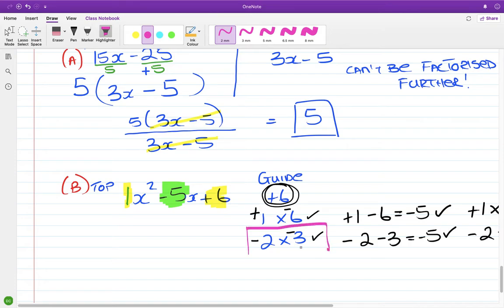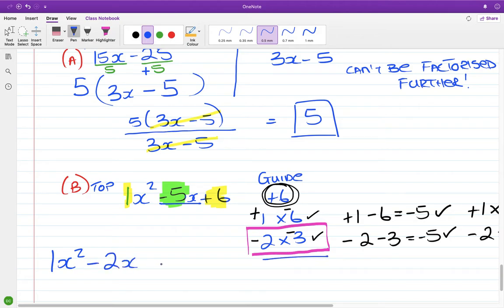Okay, so that was one of those tricky ones where it looked like there was two possibilities. There's never two possibilities, you just have to work through it. Okay, so it's that one. So I have 1x squared, and then instead of this, I'm going to write these. So I have minus 2, don't forget the x, minus 3x, and then I go back up here for my plus 6. Group them.